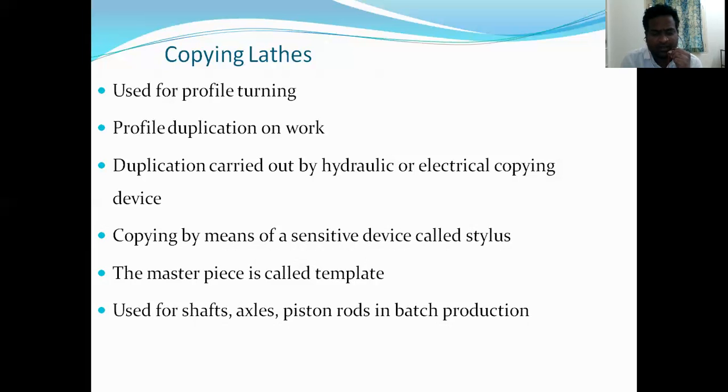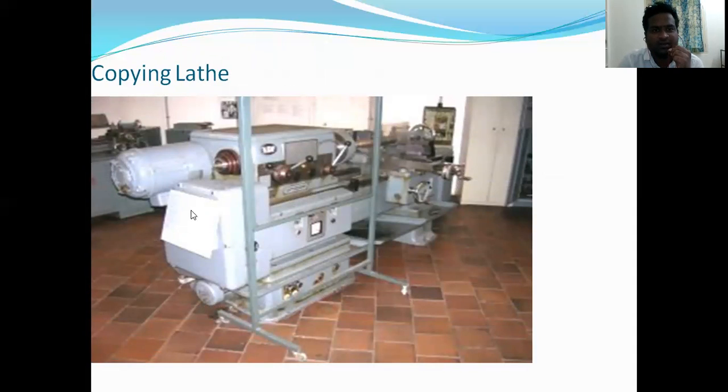We are not doing any settings. Simply, the stylus travels along the already designed, already manufactured shaft. Based on that diameter, the cutting tool also travels on another raw material workpiece. So when the movement of the stylus is completed, the workpiece is also completed as a product. This is all about copying lathes. This is the copying lathe diagram, in which we have observed the special types of attachments.